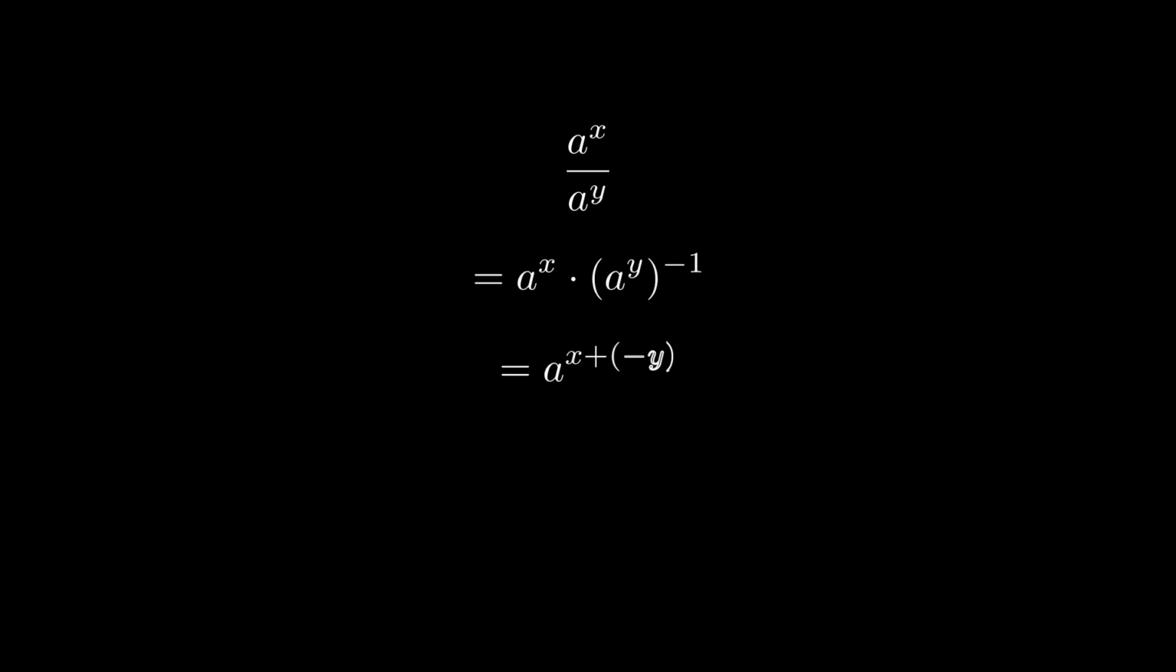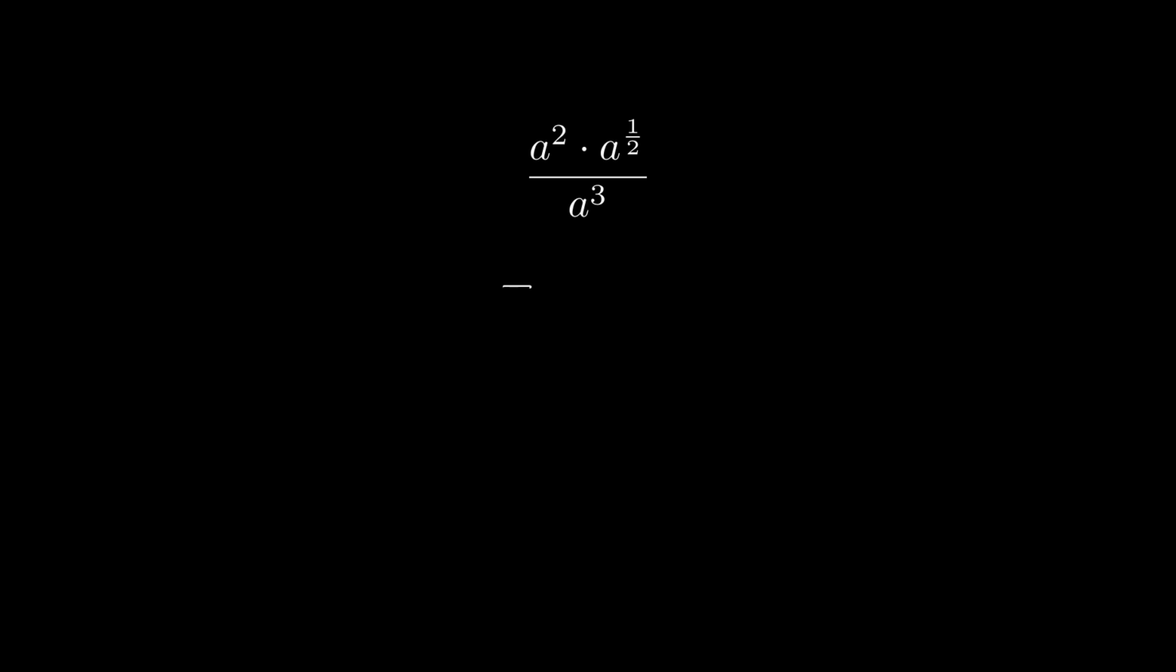For example, what's a to the power of x divided by a to the power of y? That's a to the power of x times a to the power minus y, which becomes a to the power of x minus y. Let's simplify something that looks more complex. We simply add all the powers in the numerator and subtract all the powers in the denominator since the base is the same. Fractional exponents are just roots written in a different way.